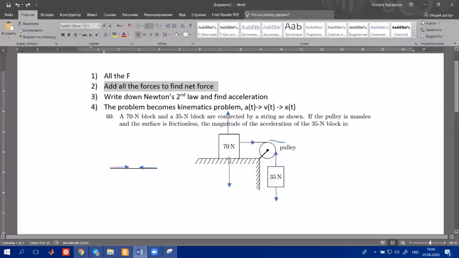So this body doesn't move in the vertical direction. It doesn't go down or it doesn't move up. That's why, according to Newton's first law, in the vertical direction, the net force should be zero because there is no motion along vertical direction. And net force is zero means this 70 Newton force, weight, and this reaction force should be equal to each other.